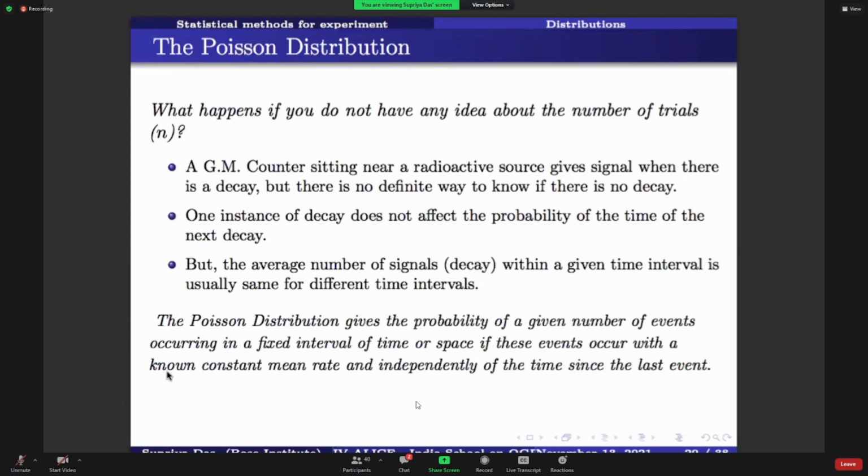By known constant mean rate, I mean that the decay in 10 seconds is similar or the same for the next 10 seconds, and the next 10 seconds, like that. And independently of the time since the last event, I mean, you do not know when the last decay has happened, and if a decay has happened, you cannot predict the next decay.